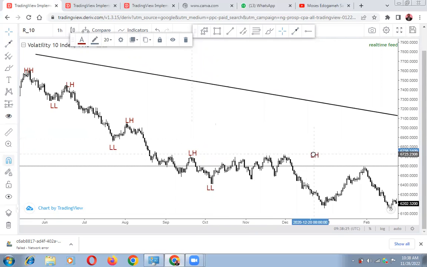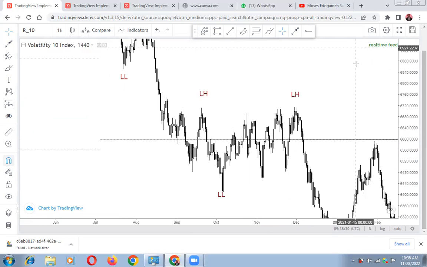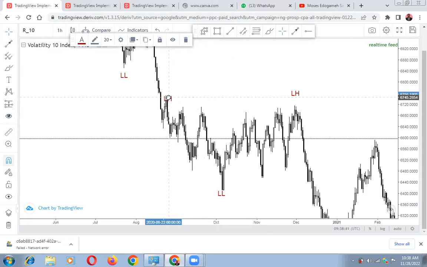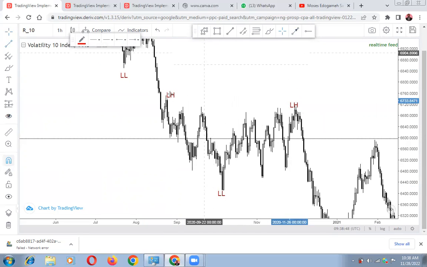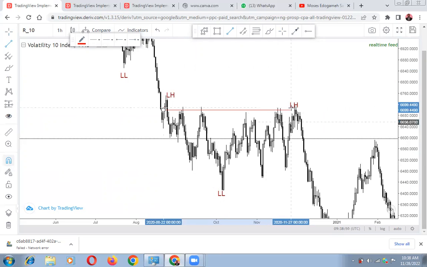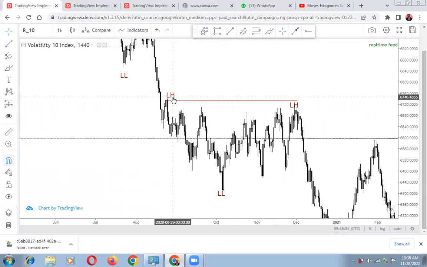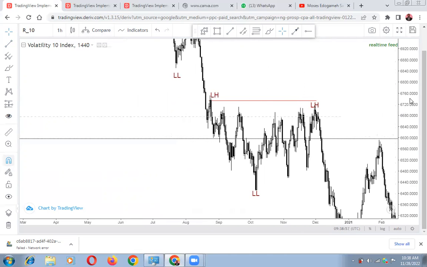Price came, gave us a lower low. We consider the body of the candle. If you check the body, okay, it closed above, gave us a double top here, came into this. So this was the last lower high. This is the next lower high because this body obviously, price didn't close above this. So this was the last lower high. This is the last lower low.